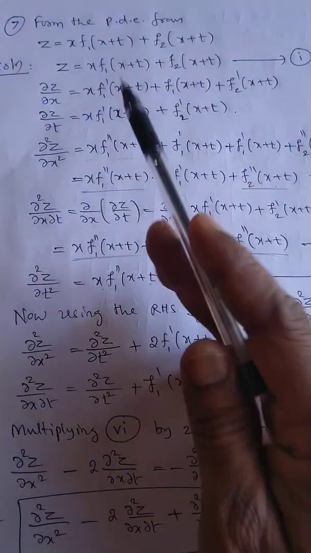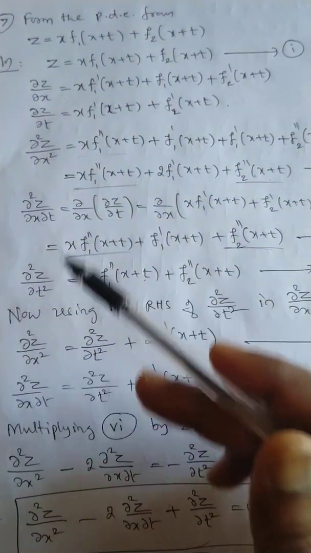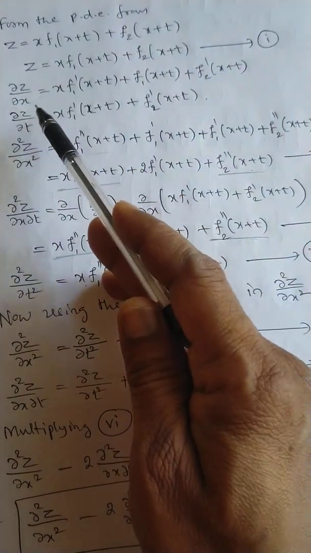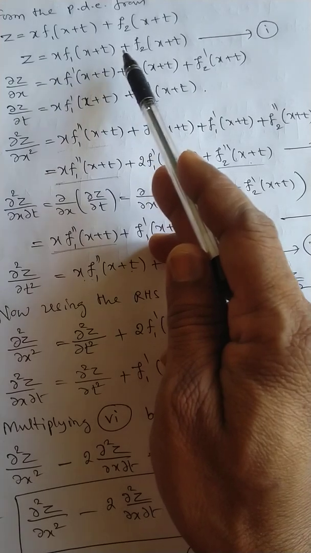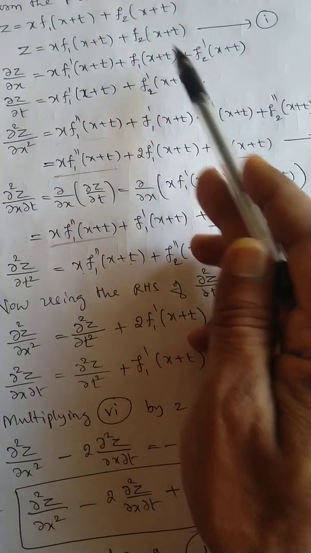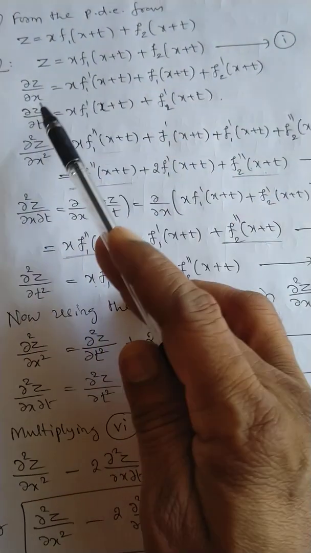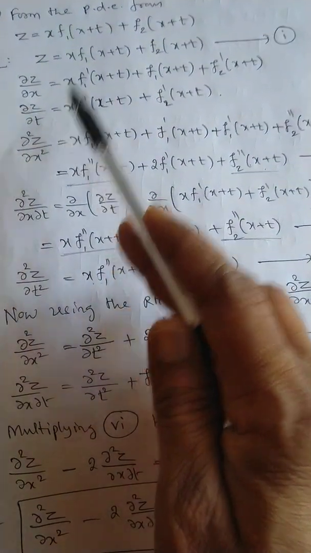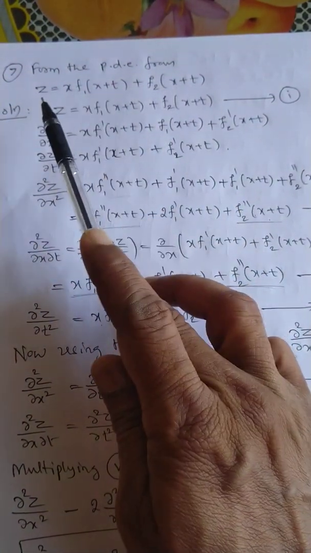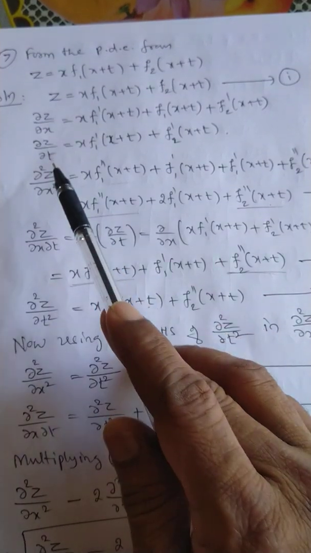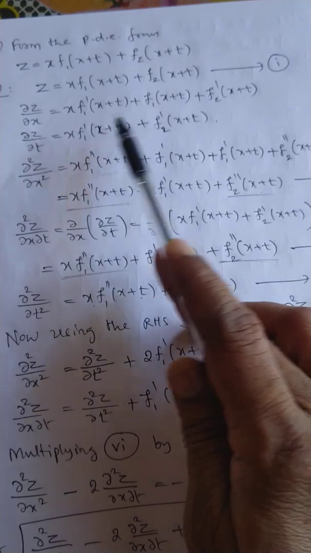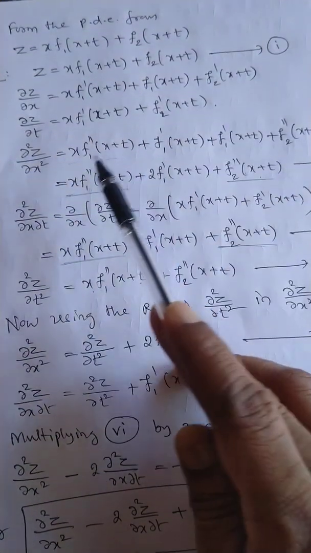So we calculate all the partial derivatives, first order and second order. So ∂z/∂x: take z and differentiate partially with respect to x. This is by product rule, x f1' + f1 · 1 + f2'. Next, ∂z/∂t with respect to t. In this, x and t are independent, z is dependent. So ∂z/∂x, ∂z/∂t, then ∂²z/∂x². Take this and differentiate partially with respect to x.